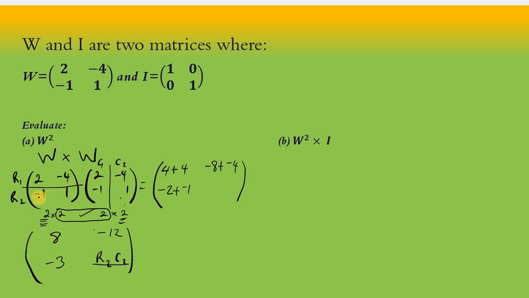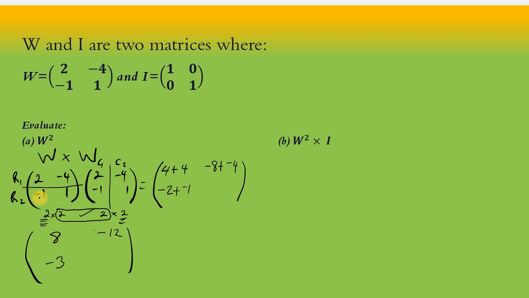Now we move on to the second column being multiplied by the same row 2. So our answer is going to be where? In row 2, but of the second column. So that will be right here. So row 2, column 2.